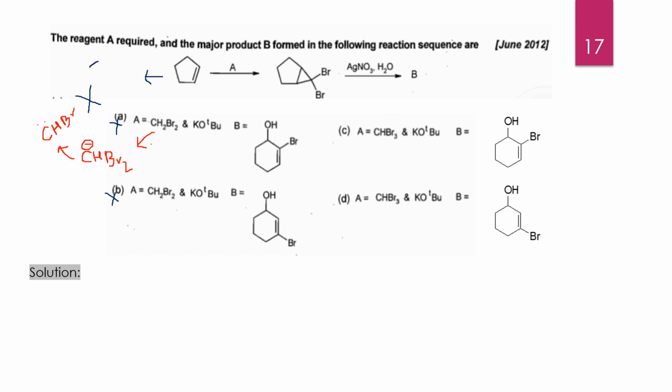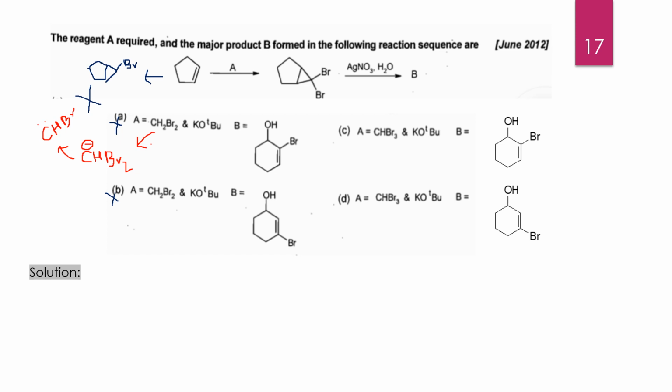So it should be this, if this carbon would be here, but here there are two bromine atoms. So the option will be from these two. So now option A is what we got. Now the problem is with B. So after the formation of this one, what will happen?